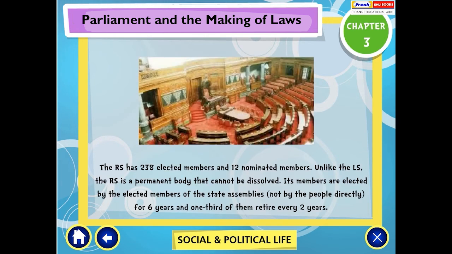The RS has 238 elected members and 12 nominated members. Unlike the LS, the RS is a permanent body that cannot be dissolved. Its members are elected by the elected members of the state assemblies, not by the people directly, for 6 years, and 1/3 of them retire every 2 years.